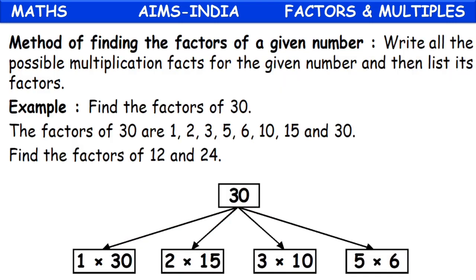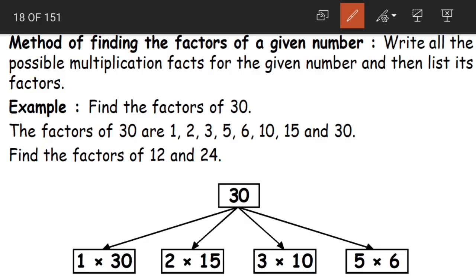Now, the method of finding factors of a given number: write all the possible multiplication facts for a given number and then list its factors. Now here we have to find out the factors of 30. How will we find out? We need to write all the possible multiplication facts. First we need to check with the 1 table. Yes, we have 1 30s are 30.